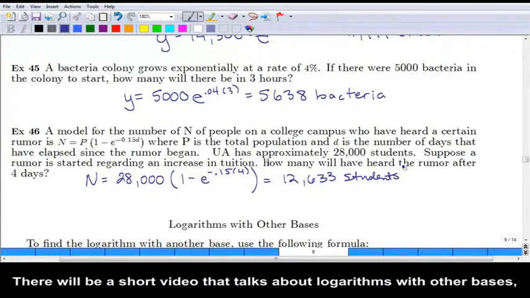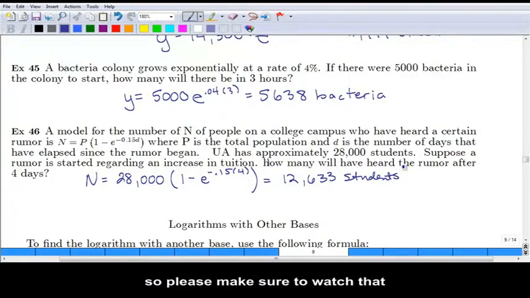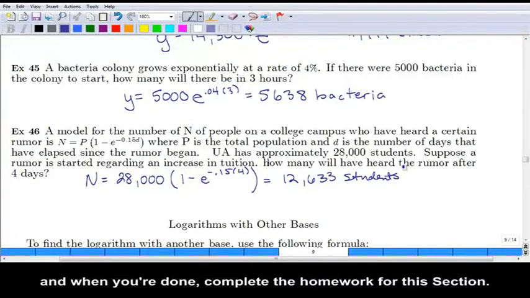This concludes this video. There will be a short video that talks about logarithms with other bases, so please make sure to watch that, and when you're done, complete the homework for this section.